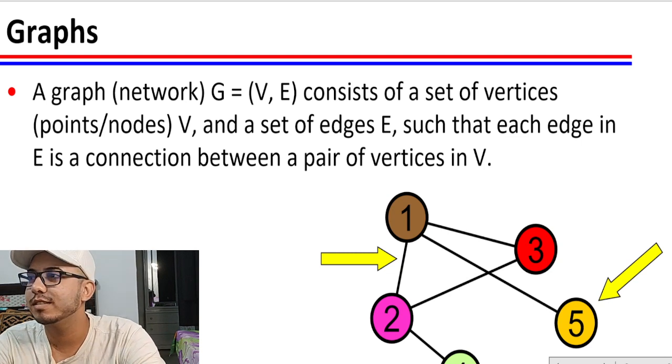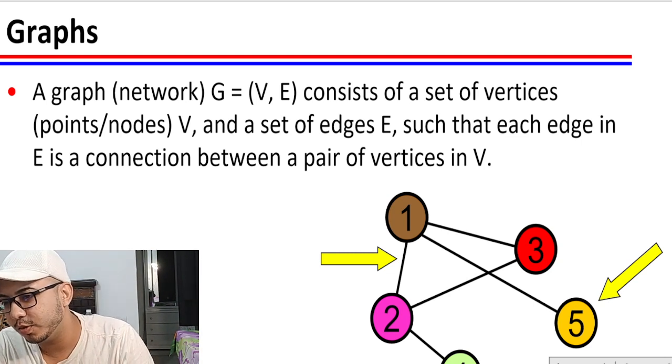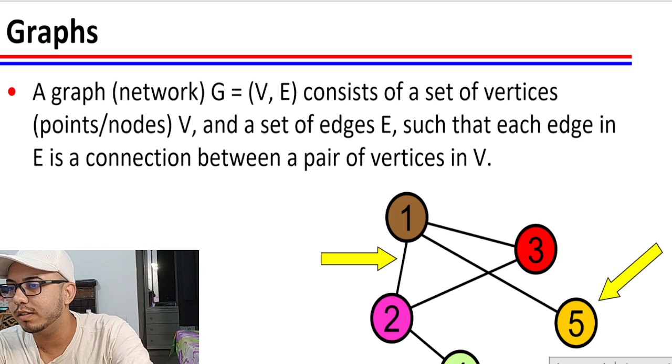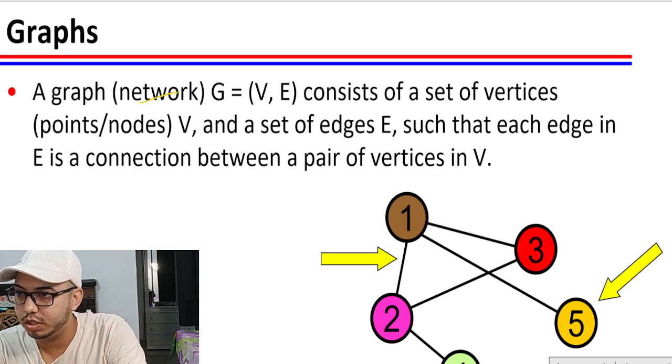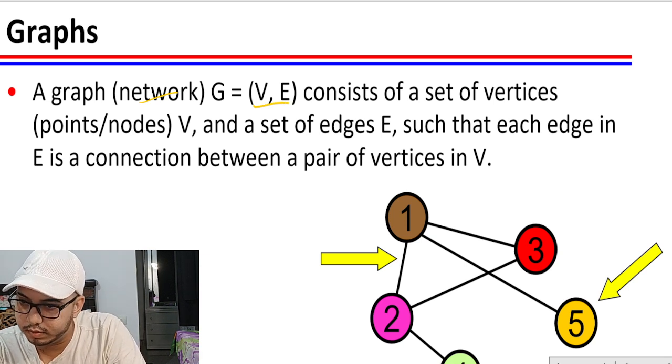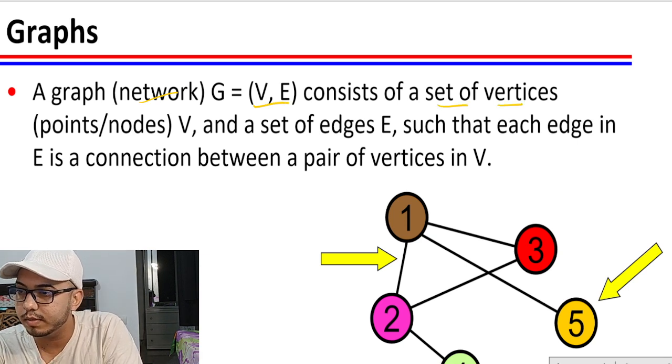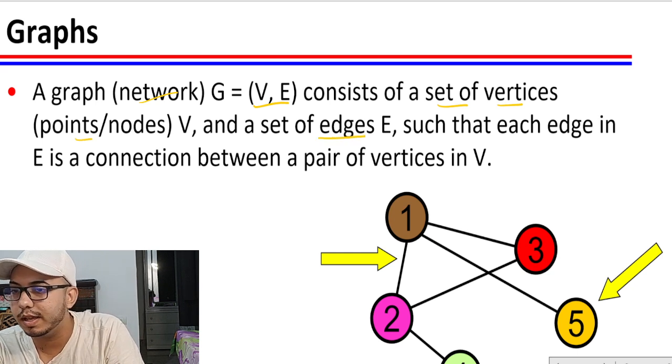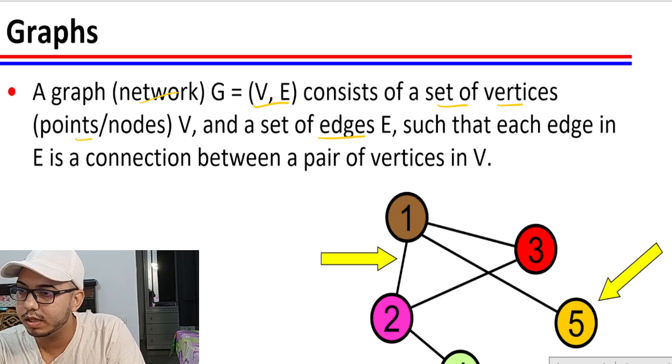So let's get started. What is a graph? You already know what a graph is. A graph, a network G equals (V, E), consists of a set of vertices, also called points or nodes, and a set of edges, such that each edge in E is a connection between a pair of vertices in V.